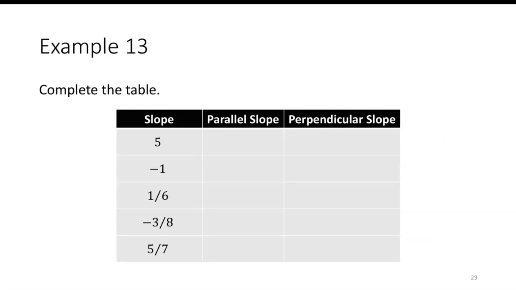So let's complete this table. If the slope is 5, the parallel slope would be 5. The perpendicular slope would be negative 1 over 5. If the slope is negative 1, the parallel slope is negative 1. The perpendicular slope would be negative 1 over negative 1, or you could just say 1.